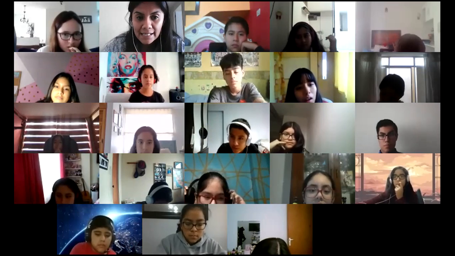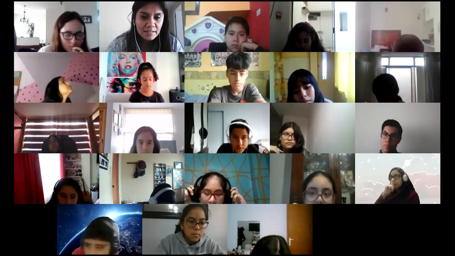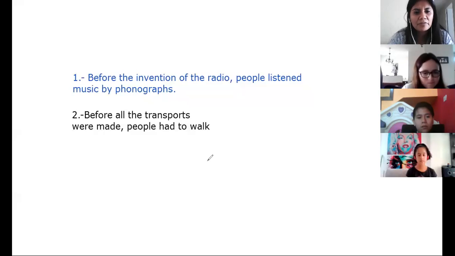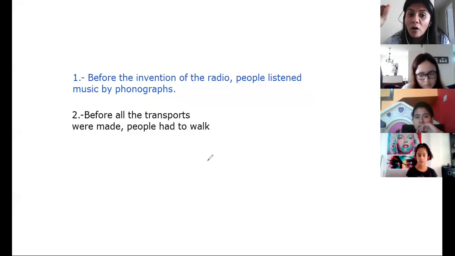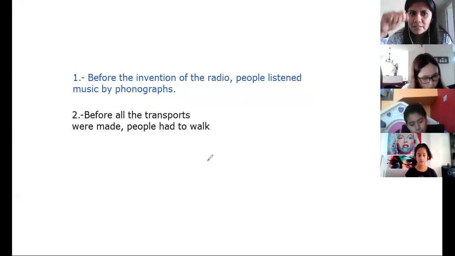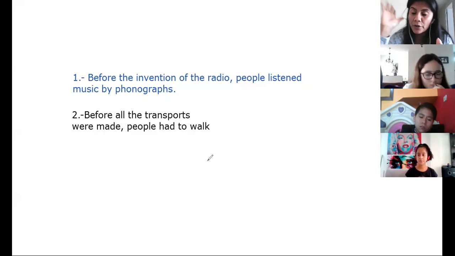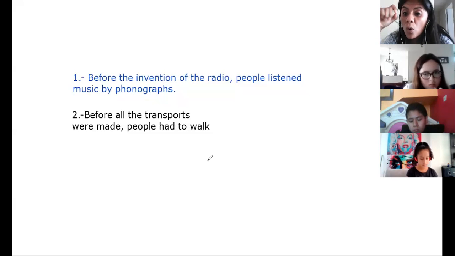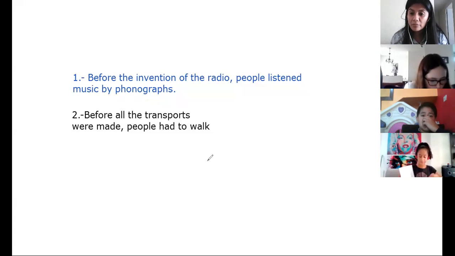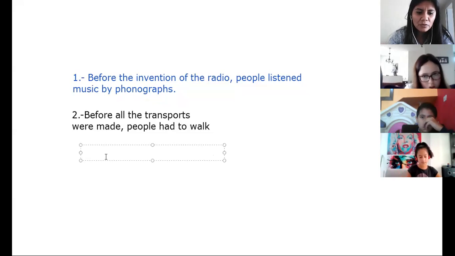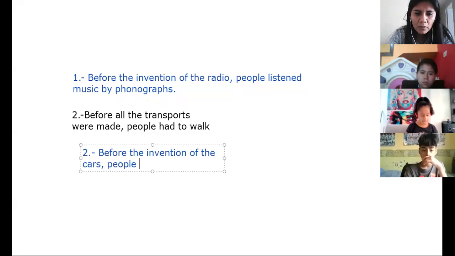That is one of the criteria for the sentences. Because if we look at sentence number 2 that your friend wrote, before all the transports were made, what is meant by transport? This sentence is not clear. So for example: before the invention of the cars, comma, people used, or I don't know what you want to say, people rode horses, because rode is the past of ride. So let me improve sentence number 2 from your friend: before the invention of the car, comma, people rode horses.